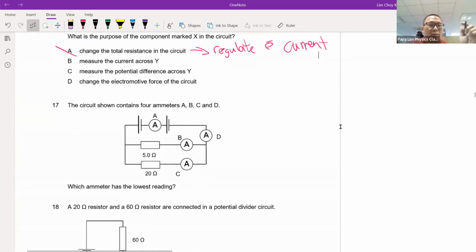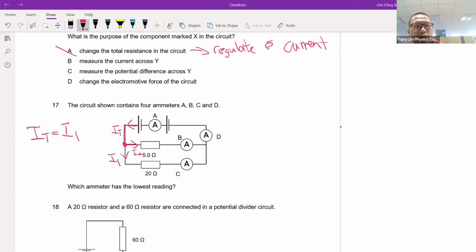For 17, the ammeter here, we're looking at the property of parallel resistance. Parallel circuit, take note: current comes out from the battery, and the moment it hits a junction, the current will split up into different branches. This is what we call I total, being split into I1, I2. If you look at it in terms of math, it will be something like this. This property is what we have for a parallel circuit, whereby current splits up at different nodes or at different junctions.